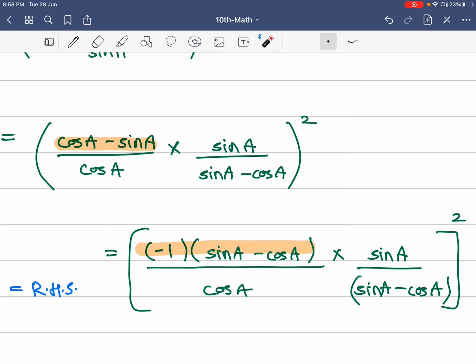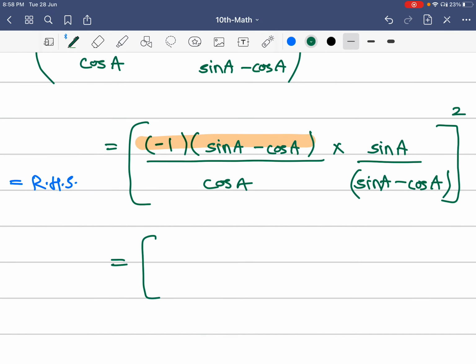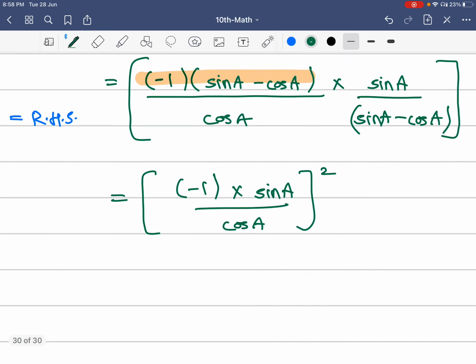Now as you can clearly see, sin A minus cos A and sin A minus cos A will cancel each other out. So what remains inside the bracket is minus 1 into sin A upon cos A, and then this whole square. Now minus 1 square is equal to 1, so that's going to be 1, and sin A upon cos A is tan A, so that's going to be tan square A, which is exactly equal to tan square A, which is also equal to our right hand side.